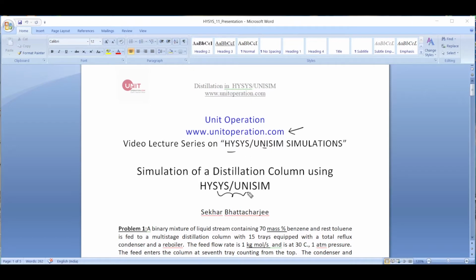Today's topic is simulation of a distillation column using HYSYS and UNISIM. These two softwares are very similar. In fact, if you know either HYSYS or UNISIM, you should be able to do the simulation on the other one. And my name is Shekhar Bhattacharjee.